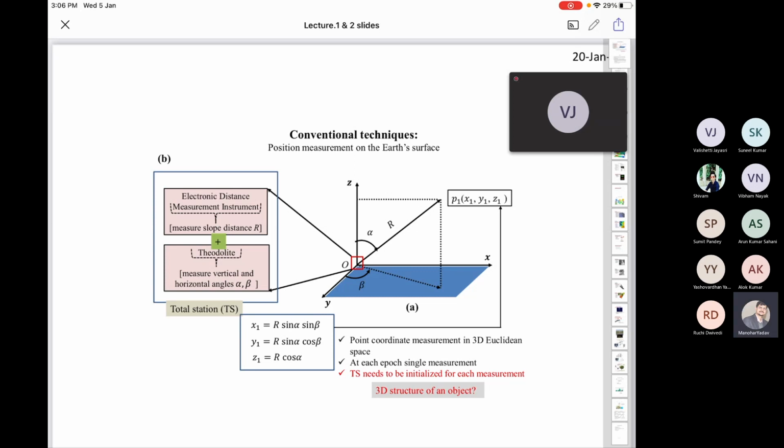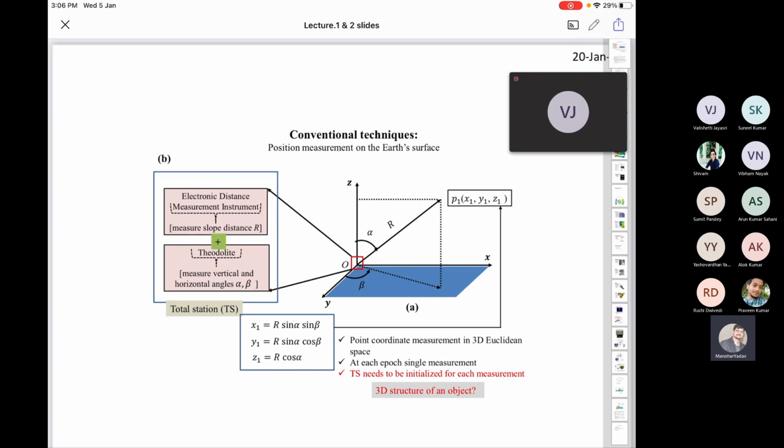Before the invention of LiDAR, that stands for light detection and ranging, what are the technologies which were available and which were fundamental blocks to design the LiDAR technology? So first we'll discuss the fundamental techniques, their working principles, and how they are combined together to realize the working concept of LiDAR.